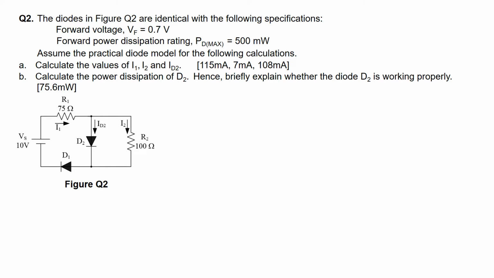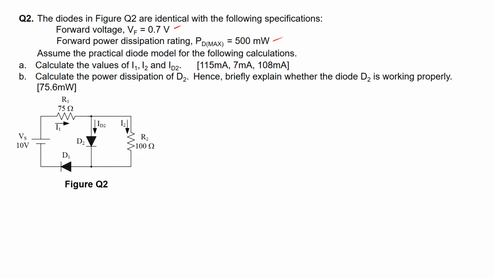We are given the specifications of the diode with a forward voltage of 0.7 volts as well as the forward dissipation rating PD max of 500 milliwatts. Assuming the practical diode model, for the following calculations, we need to find the values for I1, I2 as well as ID2, and also to calculate the power dissipation of diode D2 here, and explain briefly whether the diode D2 is working properly or not.